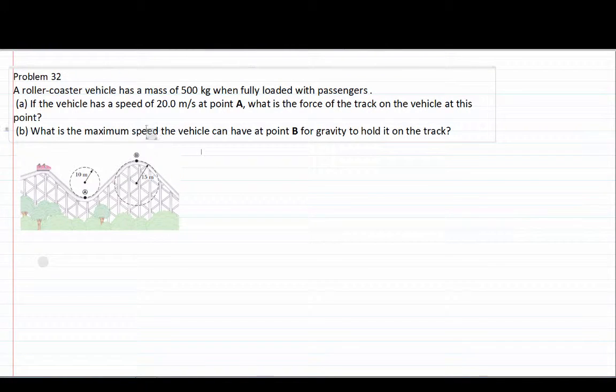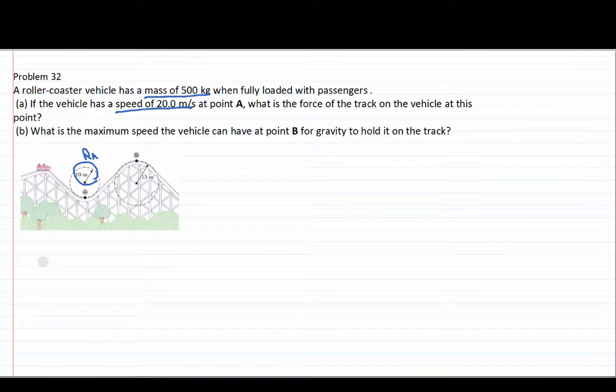Let's write down the given information. We have a mass of 500 kilograms and speed. We have the radius, and we are looking for the force of the track on the vehicle. In other words, we are looking for the normal force. This is known as apparent weight. So anytime you see a question asking you to find the apparent weight in circular motion, you know you have to find the normal force.